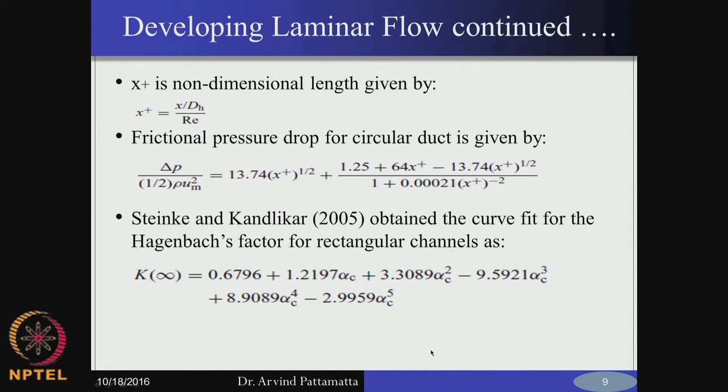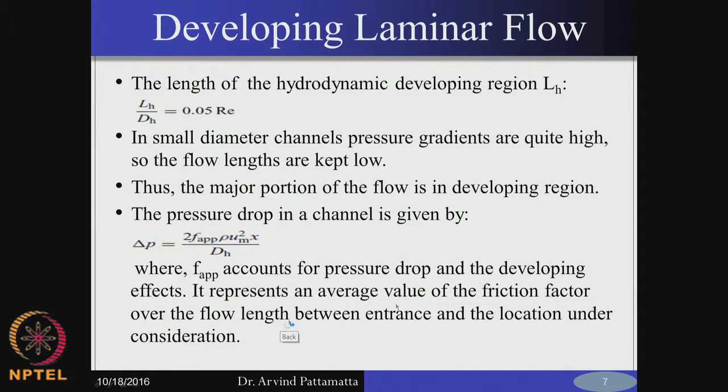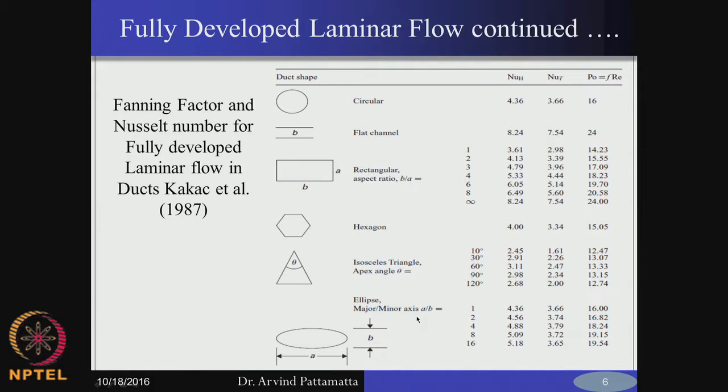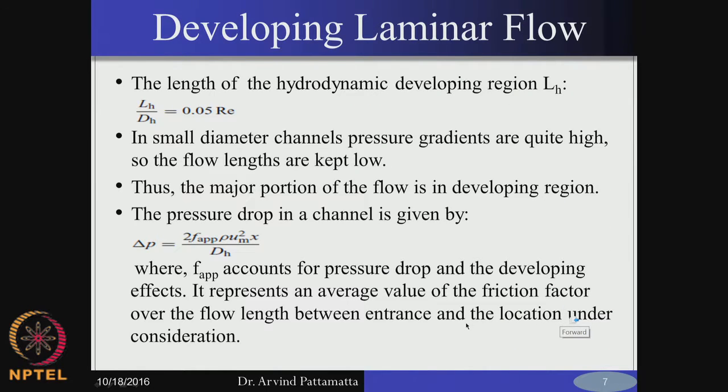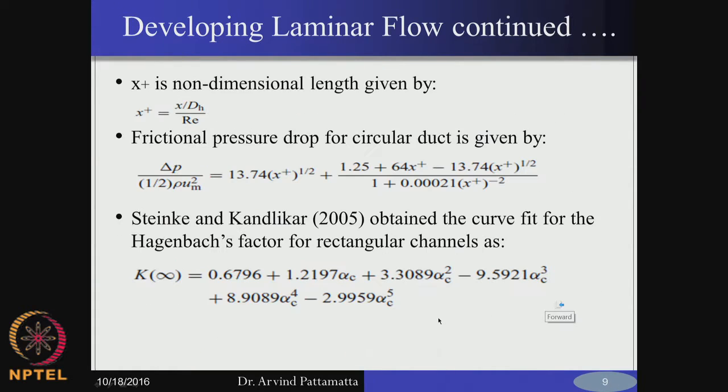And once you estimate the Hagenbach factor, everything is known. So, we know K of infinity, we will know what is the friction factor for the fully developed case. Depending on the different aspect ratios that you consider, the Poiseuille numbers are different. So, based on that you can estimate the friction factors, correct. Therefore, this will give you the overall pressure drop for the micro channel, including the developing effects.